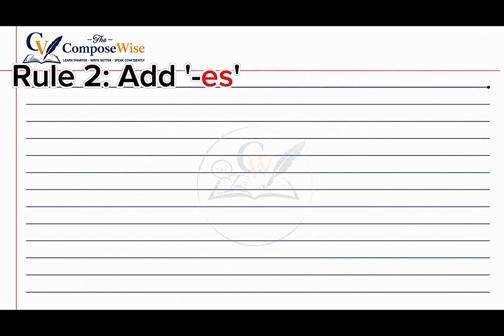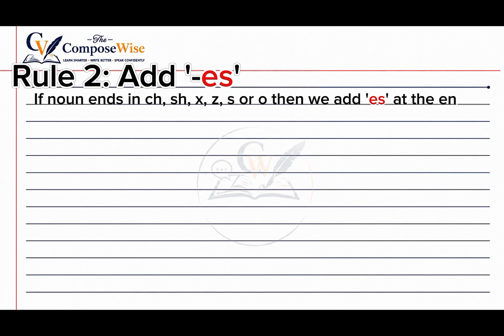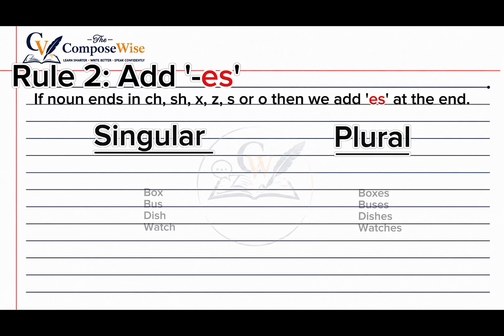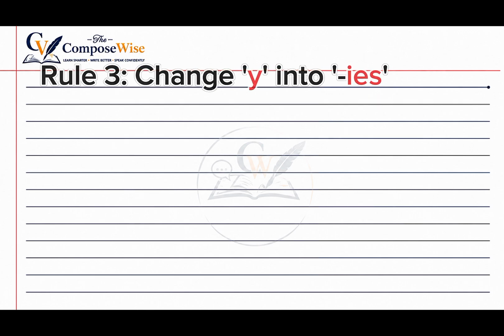Rule number 2. If a noun ends in s, ch, sh, x, z, then we add es at the end. These are the examples.